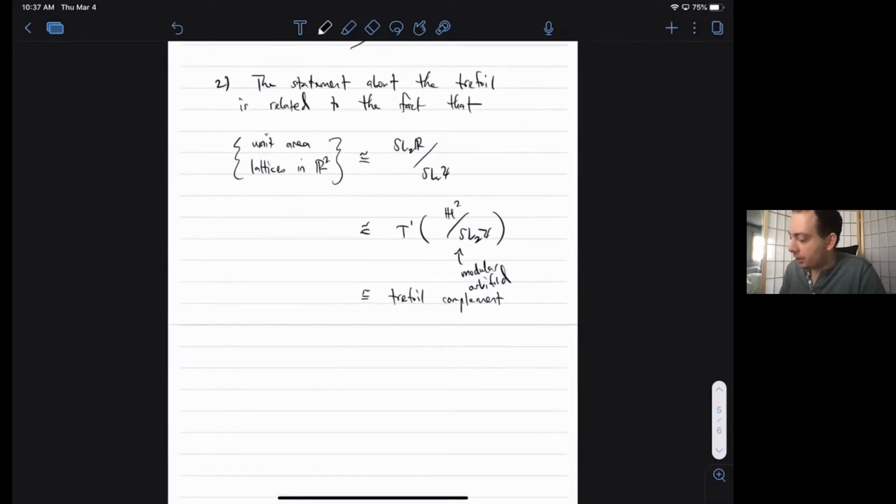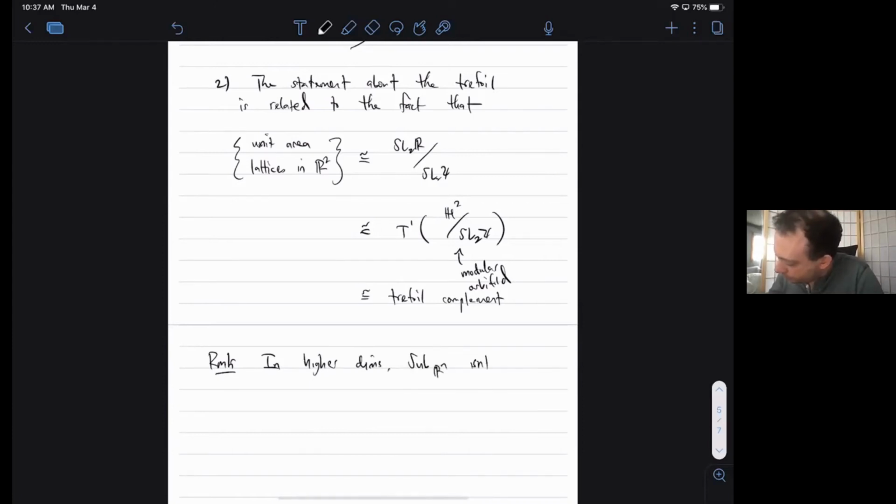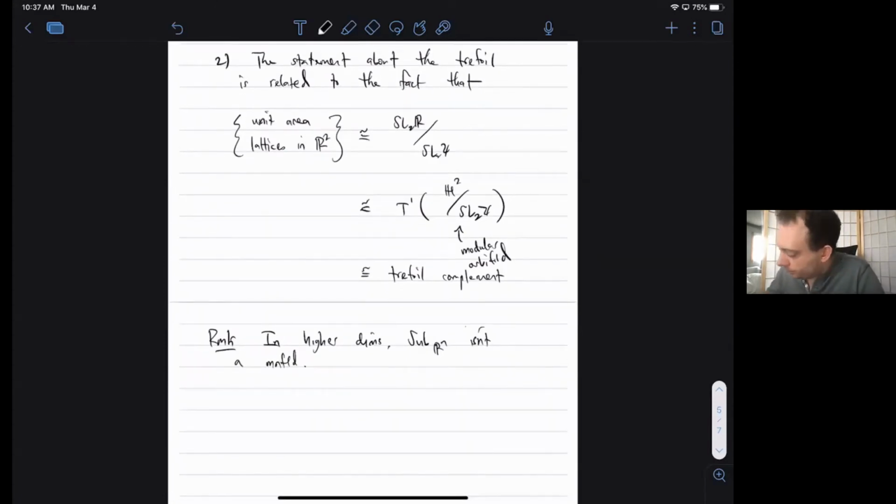So maybe I should just say, as a remark, in higher dimensions, sub Rn isn't a manifold anymore. But there's some work done on it. In particular, there's this paper of Kluckner from '08. He shows that it's a stratified space, and is simply connected.